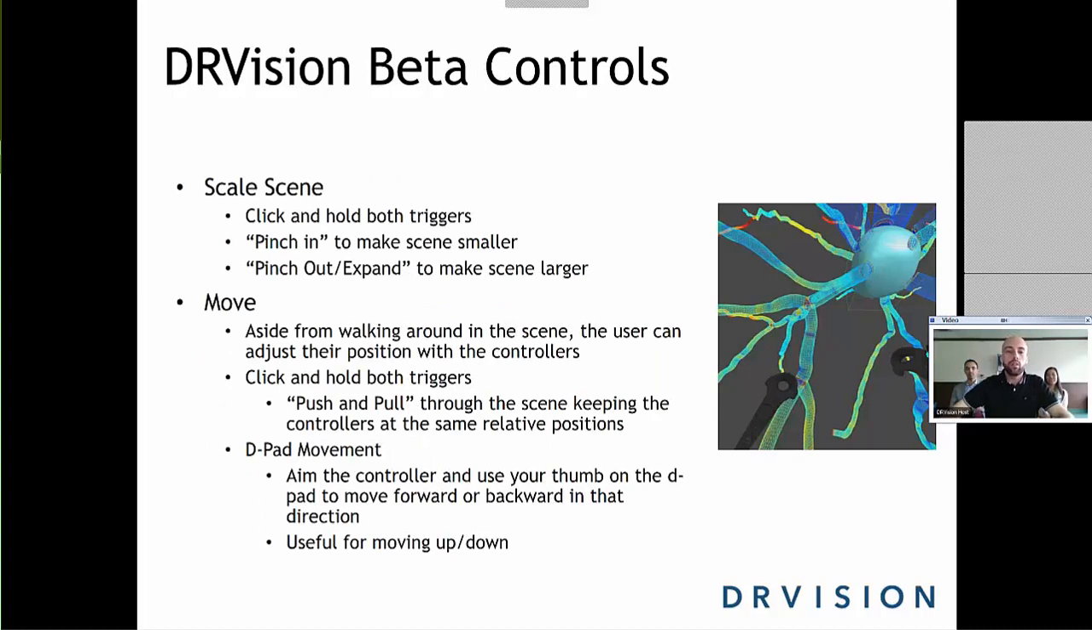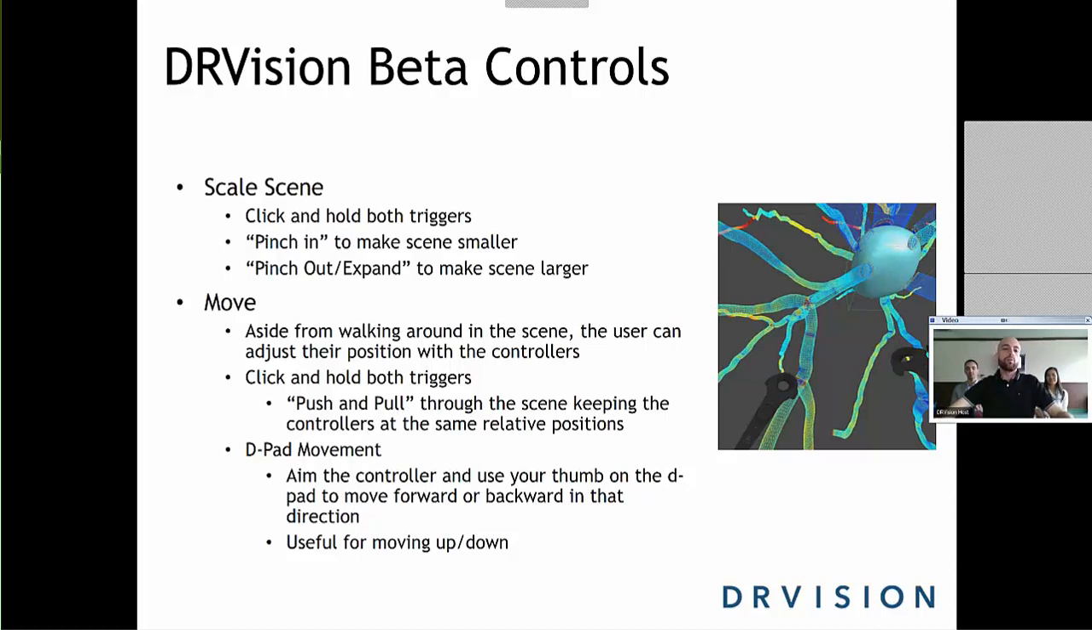So I'm just going to go over a quick detail of our different controls for our current beta. So the main control that you want to set up first is being able to set the scale of the scene. So you have your rendered environment, but sometimes you want to zoom in and look in detail at something. So you can take both controllers and you can pinch in to make the scene smaller and expand out to make a scene really big if you want to actually see the details. So moving around, of course, it's VR, so you're in the environment. You can just walk around.